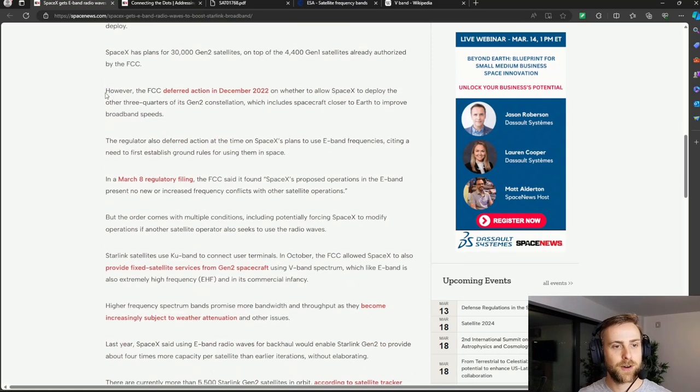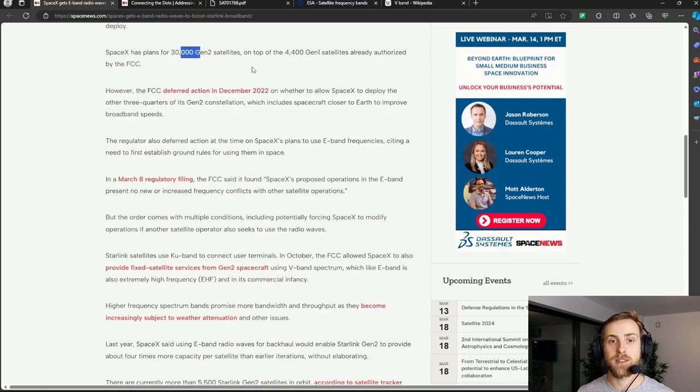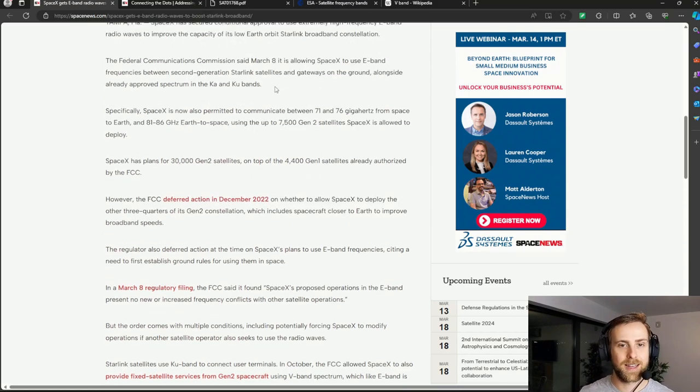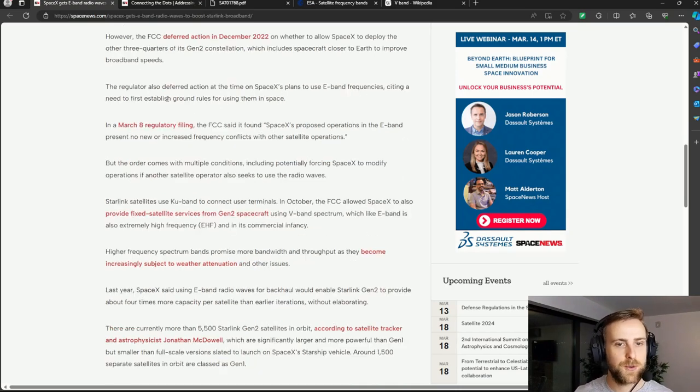The FCC deferred action in December 2022 on whether to allow SpaceX to deploy the other three quarters of its Gen 2 constellation. So they want 30,000 satellites, but are currently only being allowed to deploy, is it 7,500? Which includes spacecraft closer to Earth to improve broadband speeds. These closer to Earth satellites will have a path or trajectory that must constantly spend a lot of time over Russia and China, and it's not clear that some of these entities will be interested in allowing communication to ground from, you know, these American companies. We'll talk about that once we get to the article.